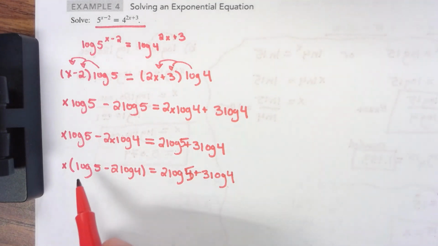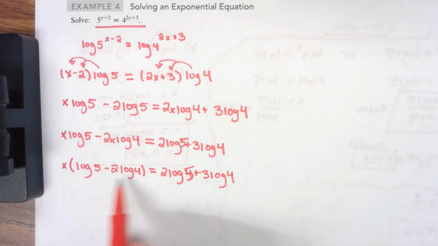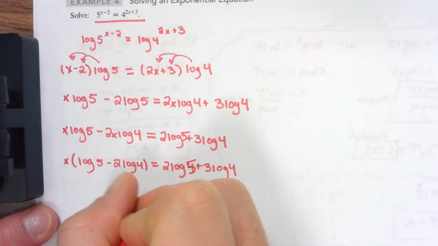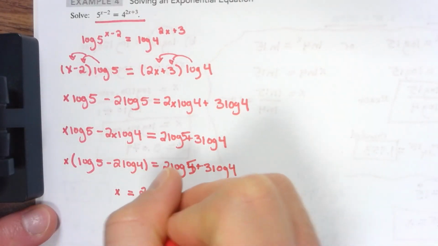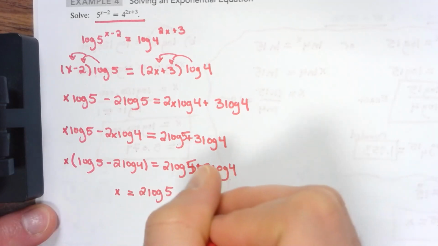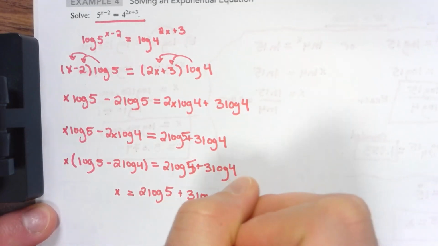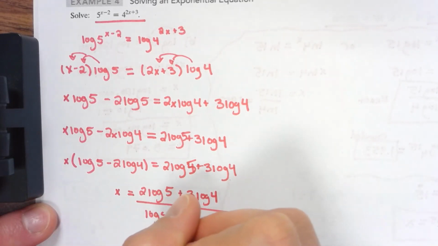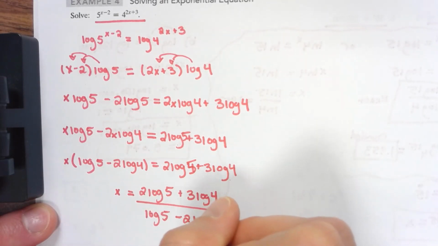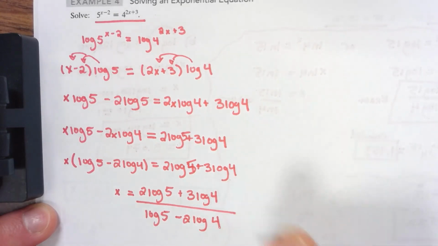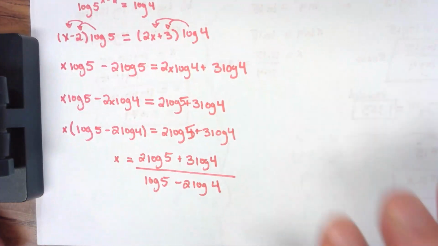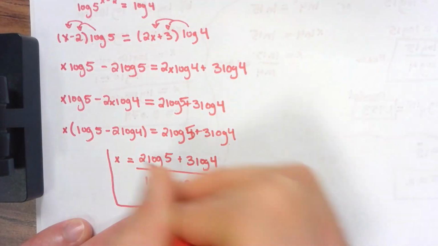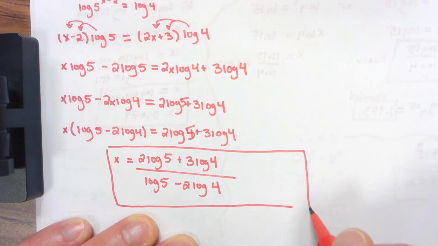And so now to get x by itself, since we're multiplying by these two logs that are grouped together, we just need to divide by everything in parentheses here. So x equals (2 log 5 plus 3 log 4) divided by (log 5 minus 2 log 4). And I believe this is how Math Excel will have you type your answer in.